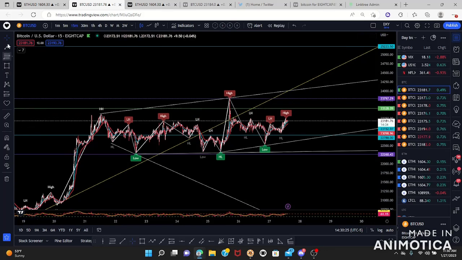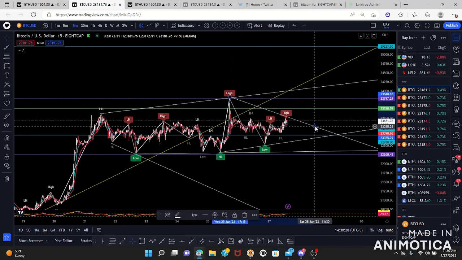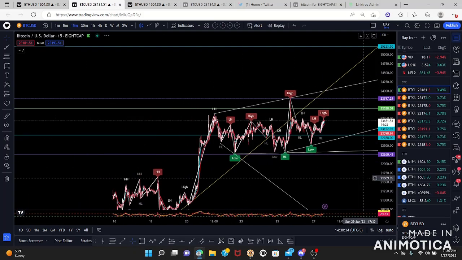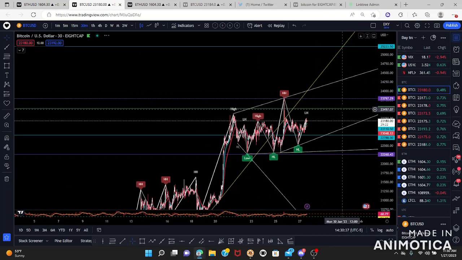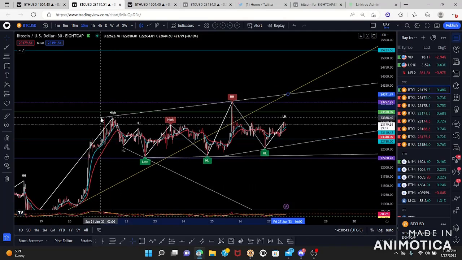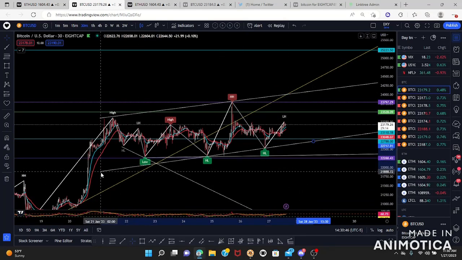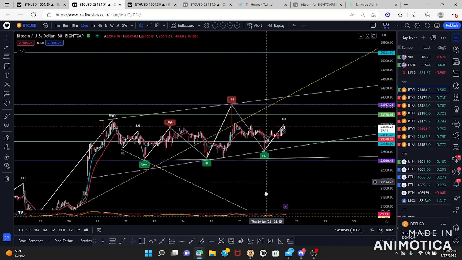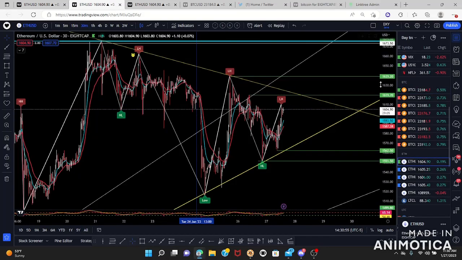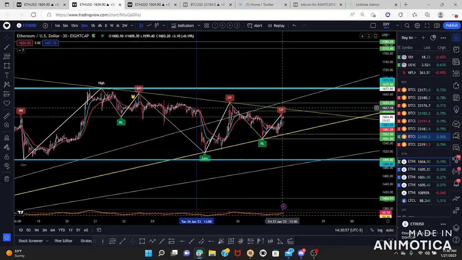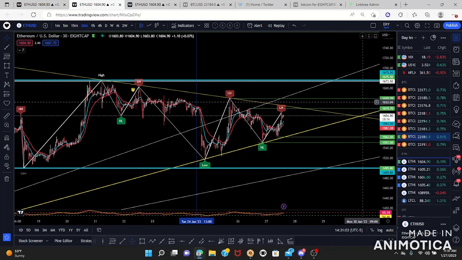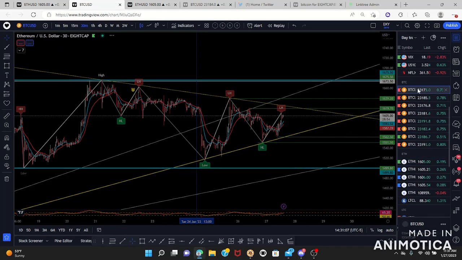I don't see nothing. Oh man, I can't tell what kind of flag this is. Let me see if I move in. We'll see. It's just ranging up and down. It's more clear in ETH, right? At least we have a wedge here. We know it's tightening up and coiling up, and we know it's going to make that move to the upside or to the downside. Back to BTC, sorry.